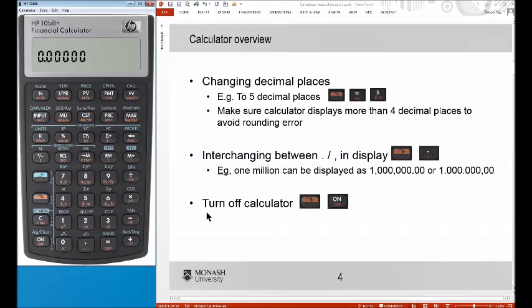Lastly, to turn off the calculator, you will see the off orange wording below the on button. So press Shift down and the on button to turn off the calculator.